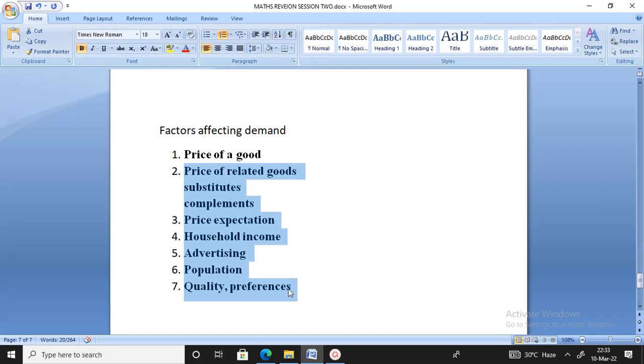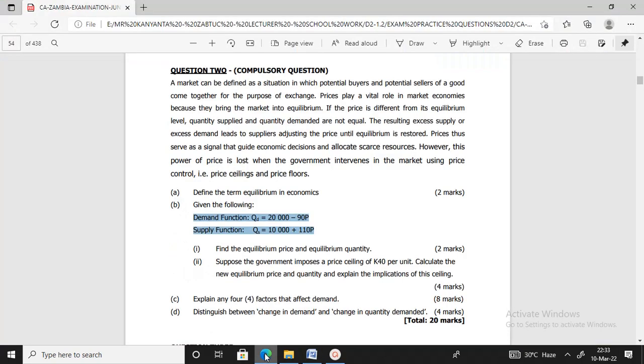So only the price of a good would cause a movement along the demand curve, where the demand curve does not change its position, but you have contractions and expansions in the demand along the demand curve. So only the price of a good. All these other factors will cause the demand curve to change its position, move to the right or to the left. Let's get back to the question paper.